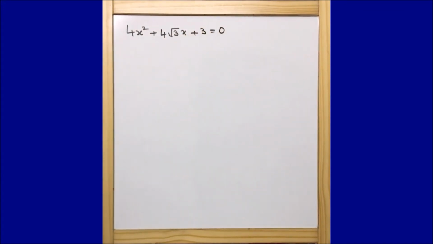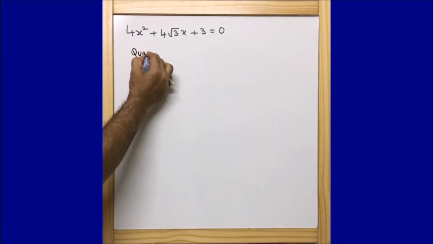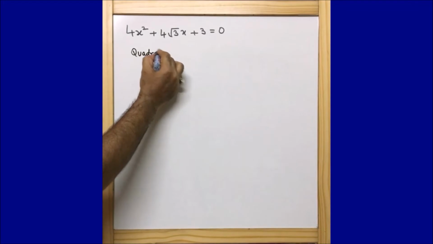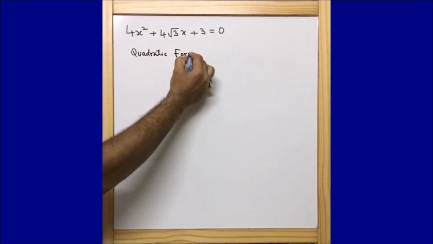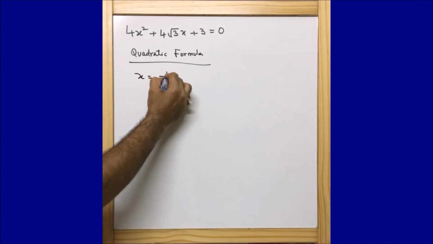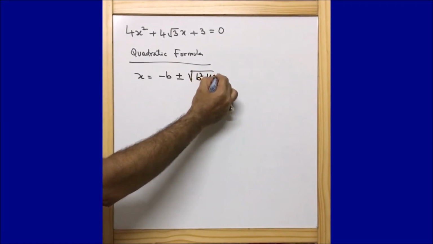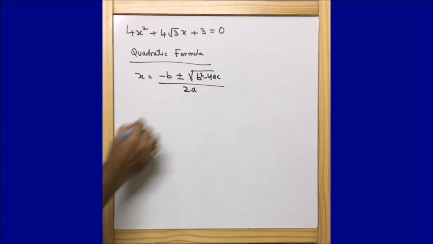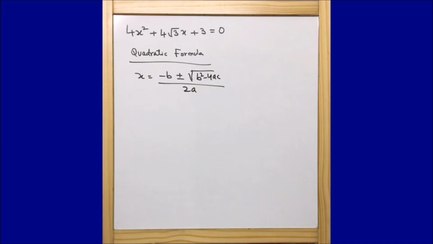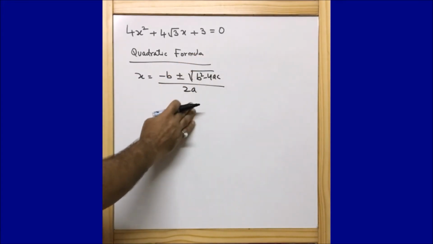And guys, we are going to use the quadratic formula here. I believe by this time we all know what the quadratic formula is, but still let me put it down on the board so that it will be easy for all of us. The quadratic formula is given as x is equal to minus b plus or minus root over of b square minus 4ac upon 2a. This is what the quadratic formula says.